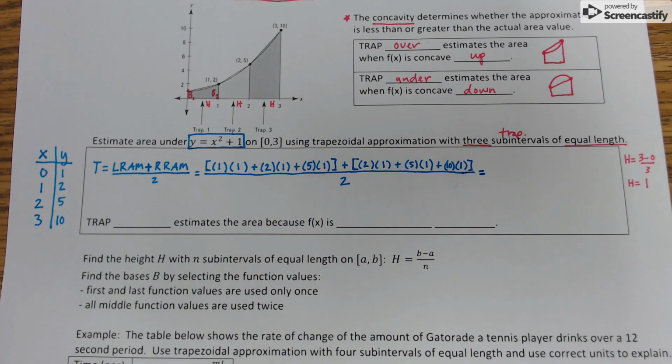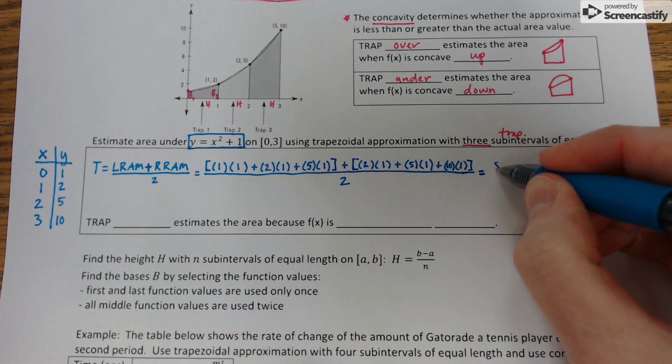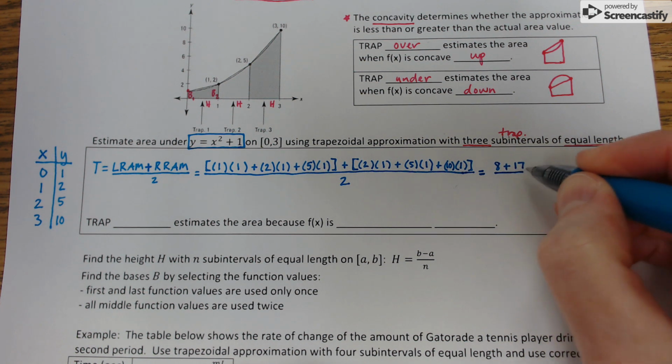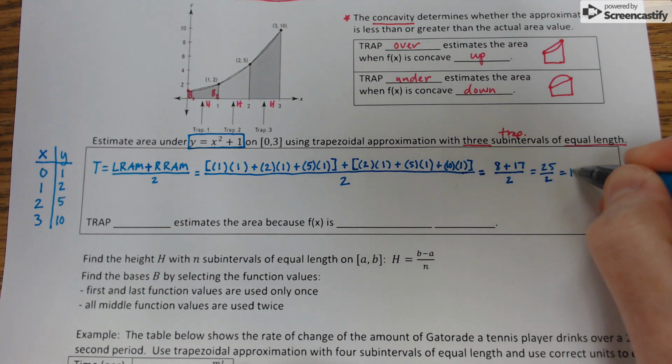So now it's just a matter of doing the arithmetic. When I added up my left RAM, I got an 8. My right RAM was a 17. Still got to add those together and divide by 2. So that gave me 25 over 2, which would be the same as 12.5.